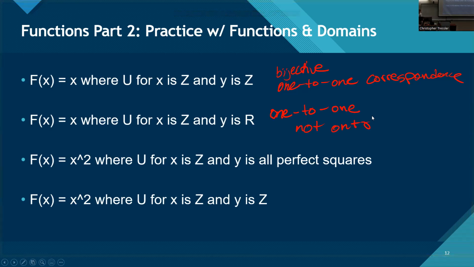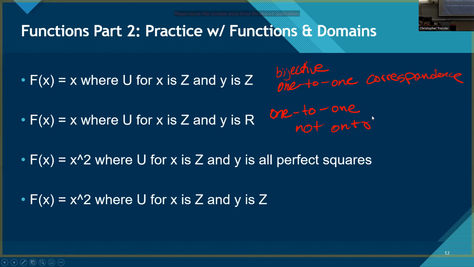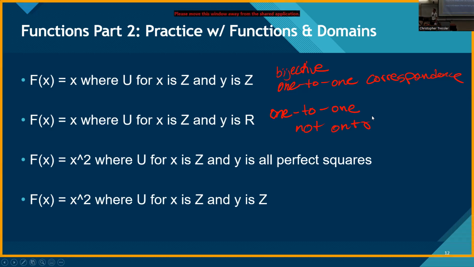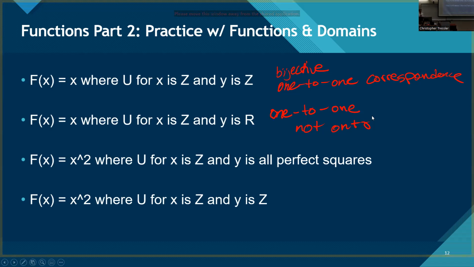However, let's say y is the set of real numbers. What is the set of real numbers? That includes -1.5, and it includes irrational numbers like pi. There's no possible way for me to plug in an integer and get, for example, 1.5. That's not going to work. Thus, not all of the elements in the codomain are actually possible to get in this function. That's why it is not onto.